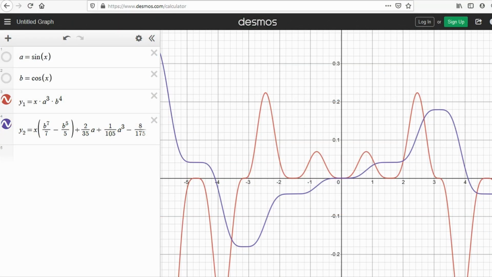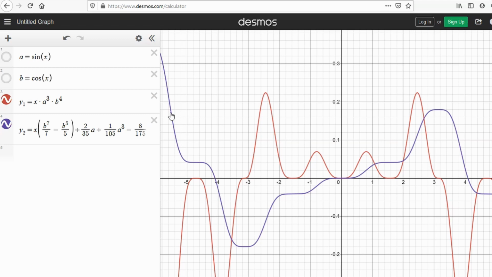Alright, so here I am in Desmos Graphing Calculator, and this is a great little utility that you can use to visualize functions. The address is just here. It's a free tool, so go check it out. Okay, so the red curve represents the original function x times the sine cubed of x by cosine to the 4th power of x, and the purple curve is the integral.